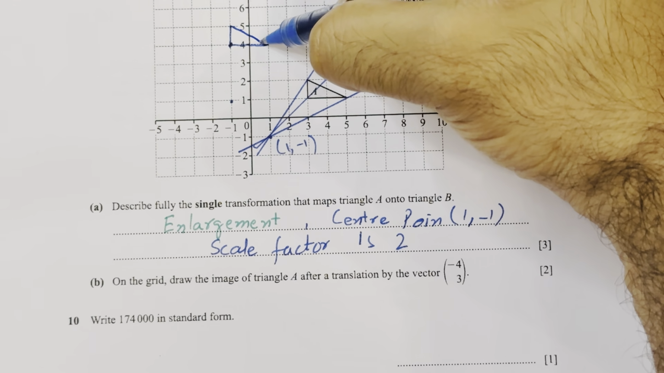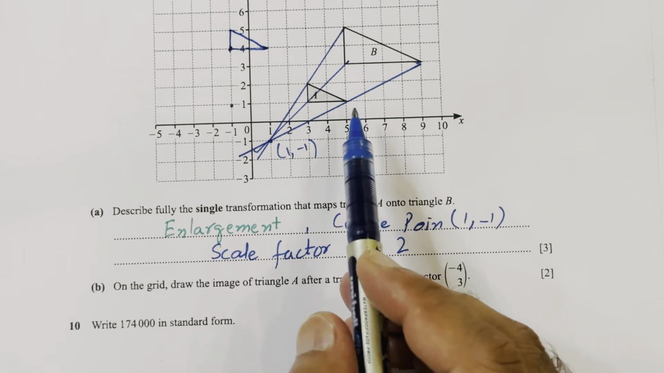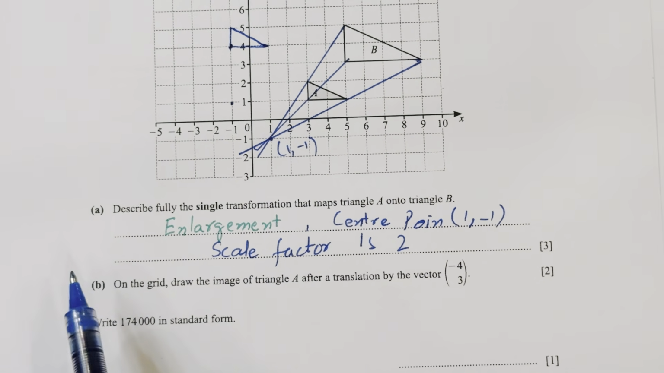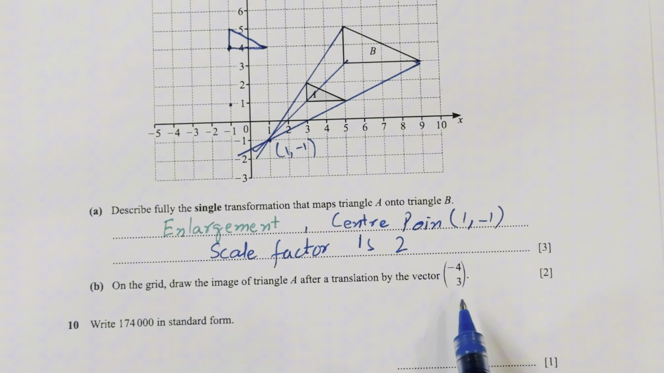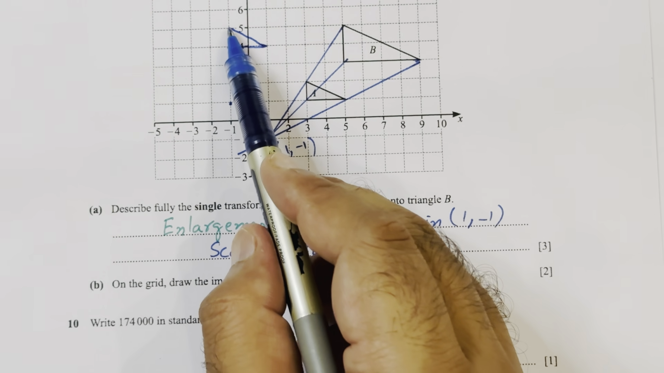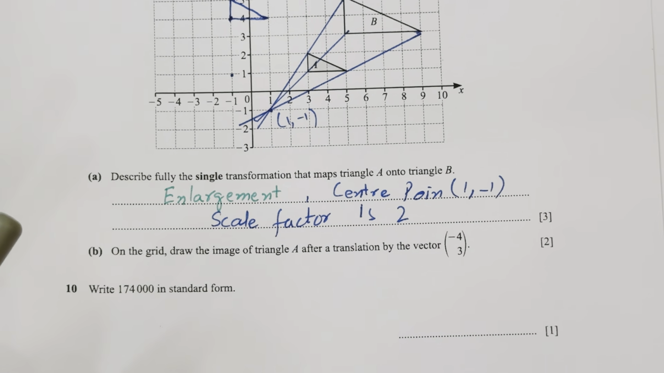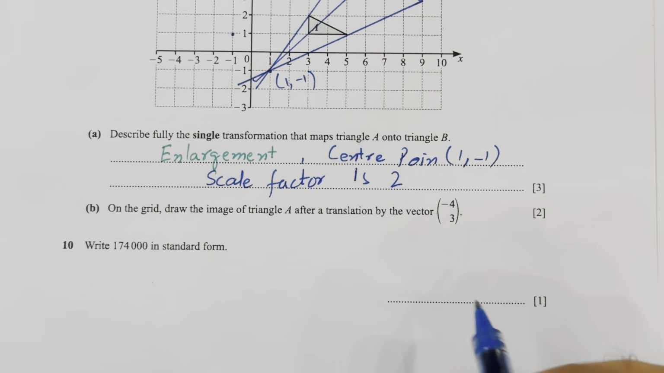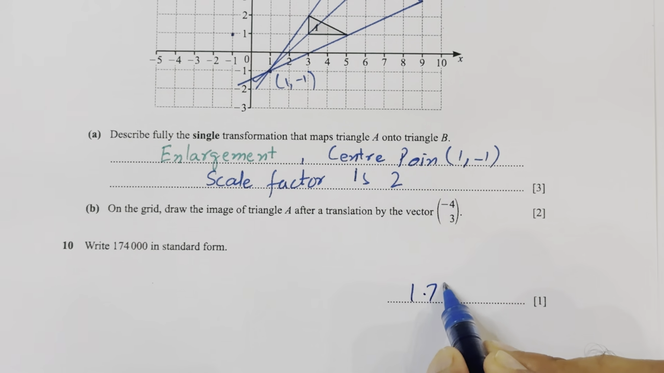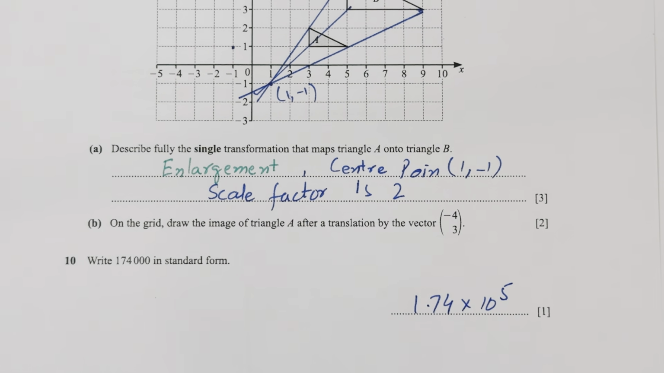and like that. Again, I'm explaining, -4 and 3 is your translation, and you need to move left 4 boxes and 3 boxes up, then you need to draw this triangle. So this was an easy question, again carrying 2 marks. Moving to question number 10, write 17440 in the standard form. So this would be like that, 1.74 into 10 raised to power 5.